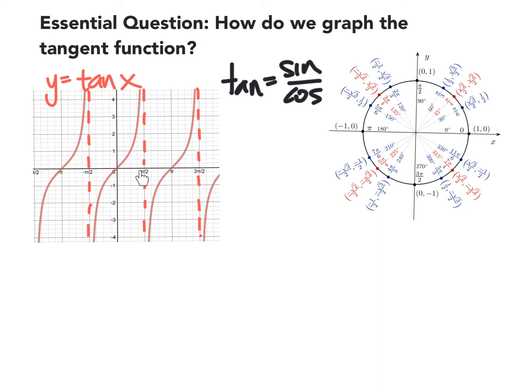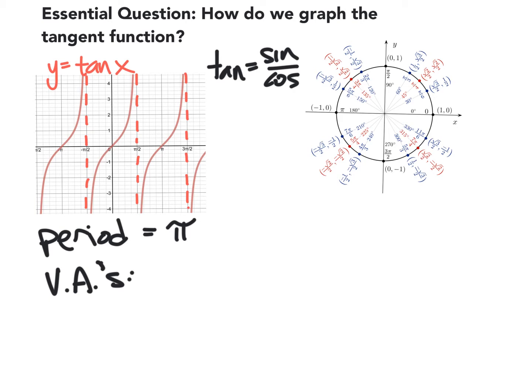So pi over 2 plus pi is 3 pi over 2, right? So every single pi interval, we're going to have a vertical asymptote. This tells me the period of tan. Tangent, the parent function tangent, has a period of pi. And remember, this is different from sine and cosine, which have a period of 2 pi.